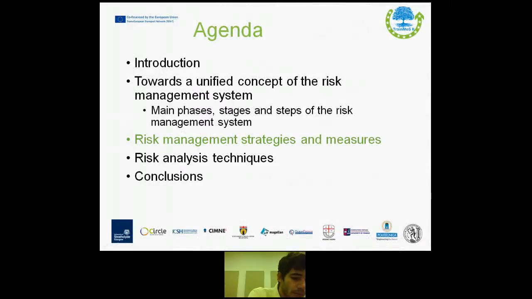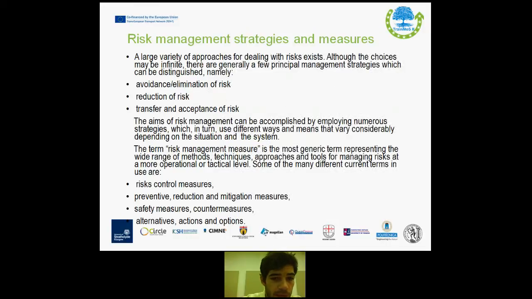So, we're back to continue our presentation and discuss the risk management strategies and measures. A large variety of approaches for dealing with risk exists. Although the choices may be infinite, there are generally a few principal management strategies which can be distinguished, namely the avoidance or elimination of risk, the reduction of risk, the transfer and acceptance of risk.